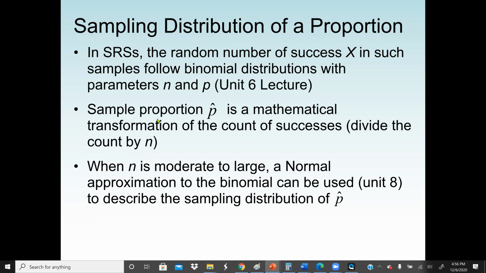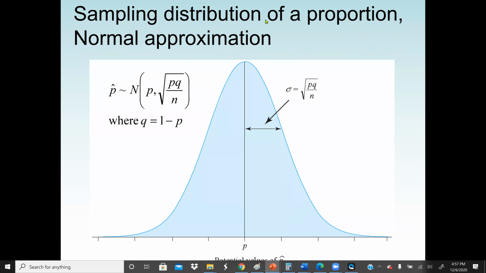Also, the sample proportion, P-hat, is a mathematical transformation of the count of successes divided by the sample size. Proportion will be the number of successes divided by the sample size. So when n is moderate to large, the normal approximation to the binomial can be used, which we cover in Unit 8. That's using the normal distribution concept. And this is what we get.